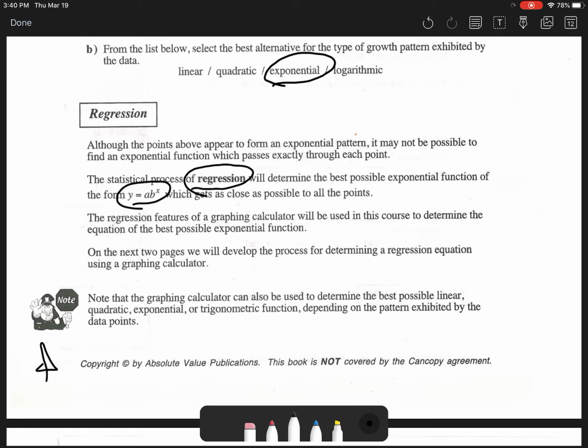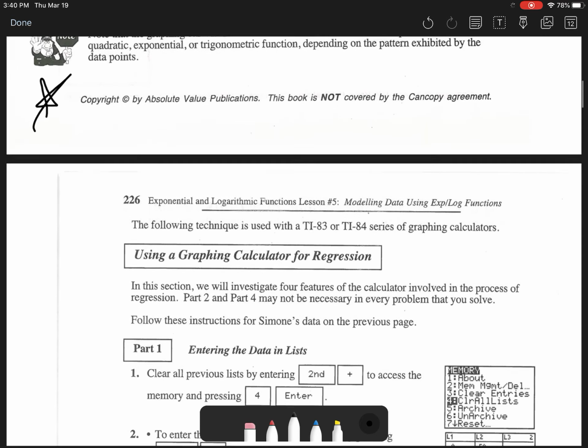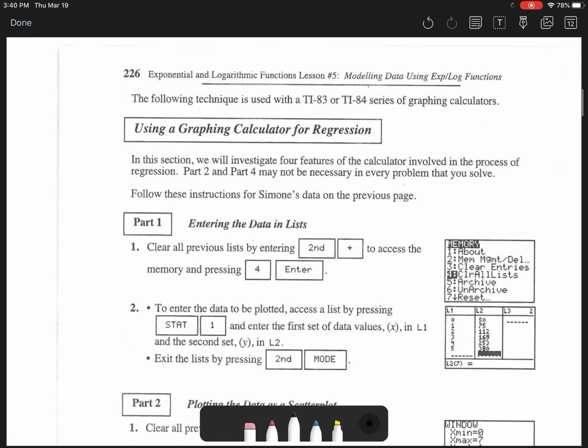And then the gentleman down here at the bottom with the fake stop sign again saying, note that the graphing calculator can only be used to determine the best possible linear, quadratic, exponential, or trig function depending on the pattern exhibited by the data points, meaning it's basically a line of best fit for the shape that we are creating from the data. Okay. Turning the page.